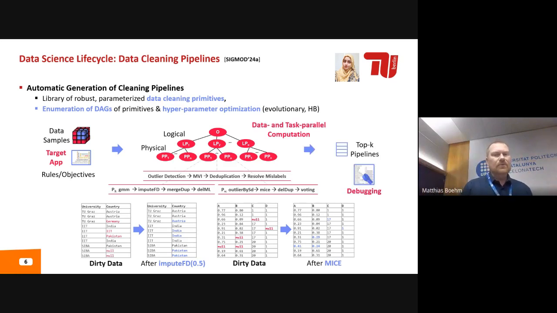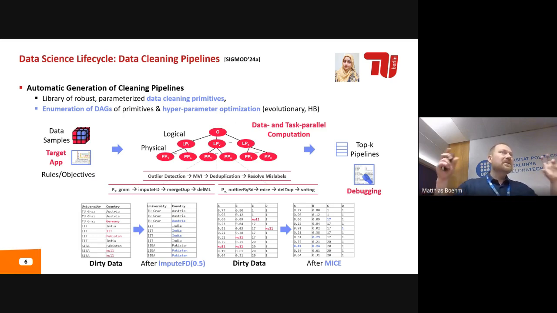And finally, we return the top K data cleaning pipelines, again on the premise that the user needs to be in the loop. So the user gets a set of top K pipelines and says, oh, this one is totally overfitting. I take the simpler one, and I might be able to modify it by hand and then continue utilizing this pipeline. And because all the data cleaning primitives are implemented in linear algebra, our optimizing compiler that I will later introduce can automatically generate distributed data and task parallel programs.